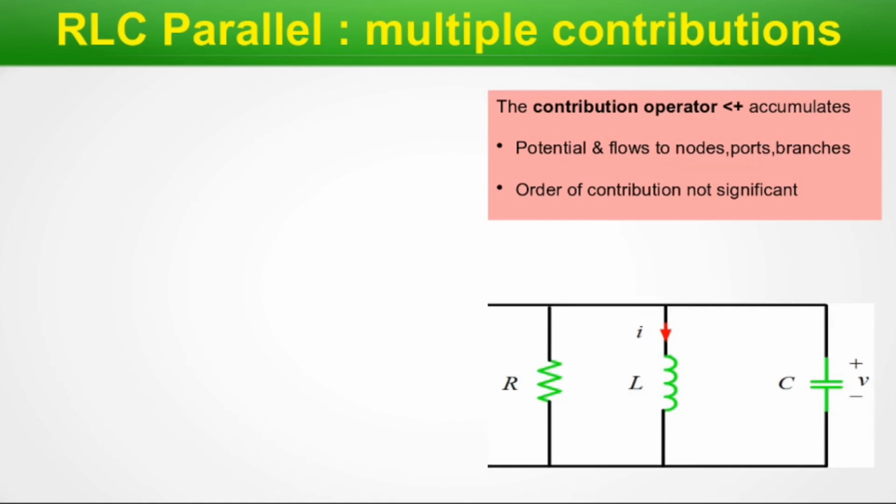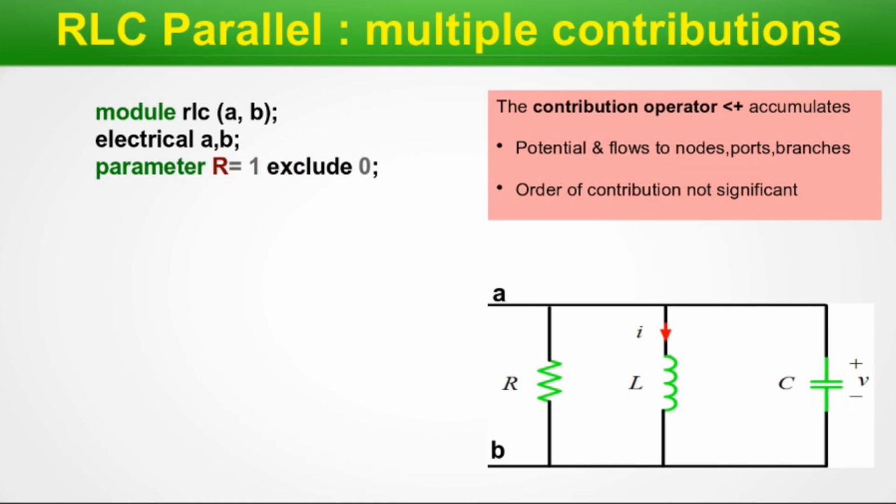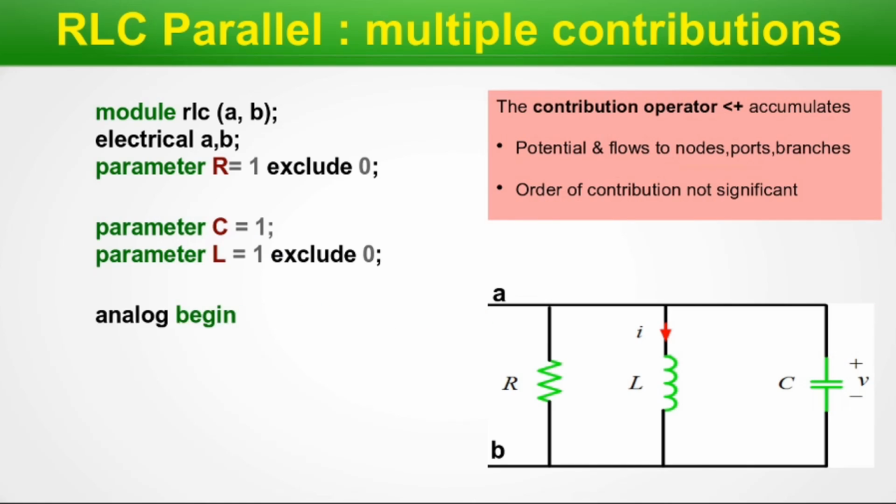We can see R, L and C. Let's define node A and node B. Now we will start writing the Verilog-A code. So module RLC, and our nodes are A and B. We define them to be electrical. We define parameter R and exclude value 0. We'll see later why. Parameter C equal to 1, parameter L equal to 1 and exclude zeros. These are the values of the resistor, capacitor and inductor. Now, let's begin the analog block that will define the behavior of this RLC parallel circuit.